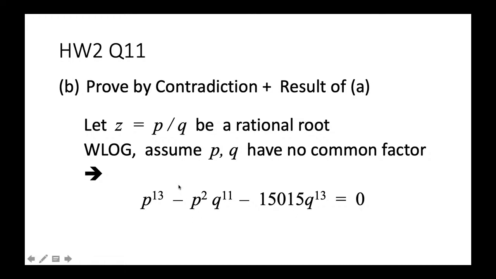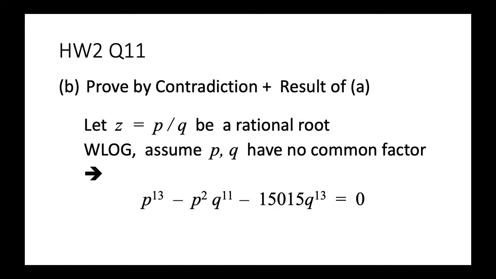Now, what do we have? Okay, so we can check the cases. Can P and Q be both odd? If P and Q are both odd, then we have something wrong here, because this is odd minus odd minus odd. This part can be an odd number only, so it cannot be 0. So we find that P and Q cannot be both odd.